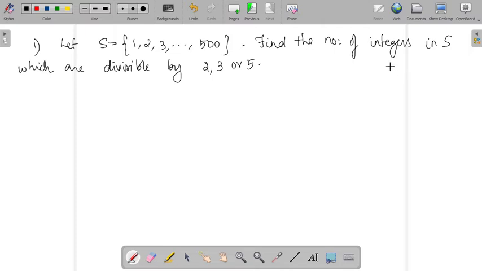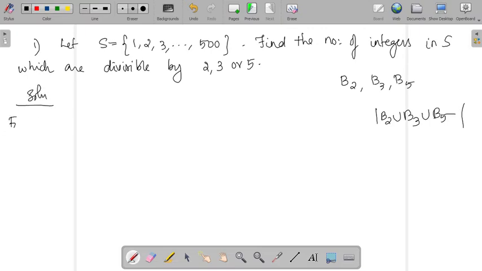So let us define the sets as B2, B3 and B5. B2 is the integers in S which are divisible by 2, and B3 is the integers in S which are divisible by 3, and B5 is the integers which are divisible by 5. And so we need to actually find the cardinality of B2 union B3 union B5. So let us look at the solution.